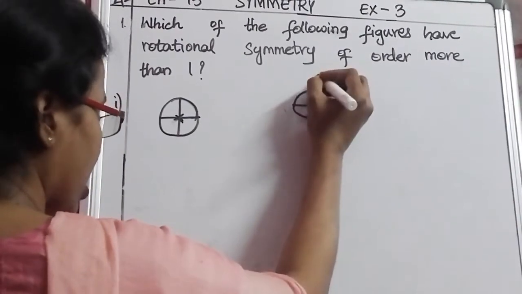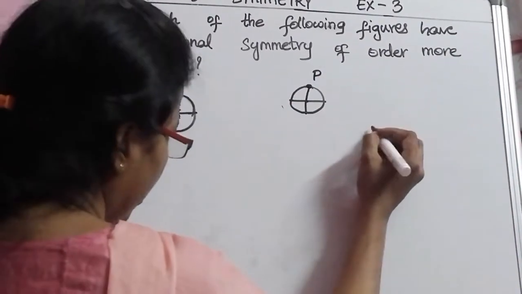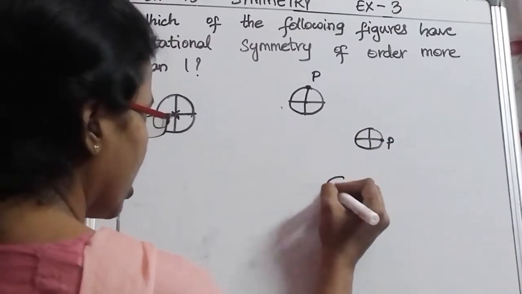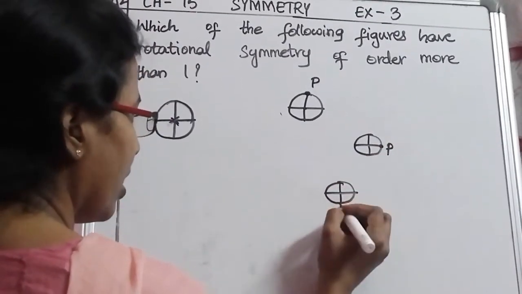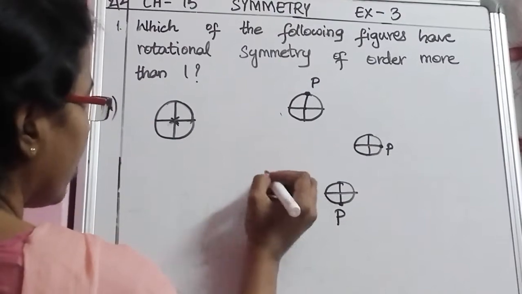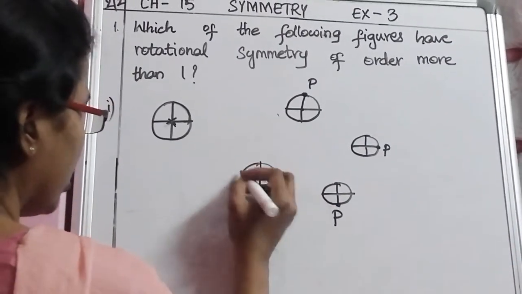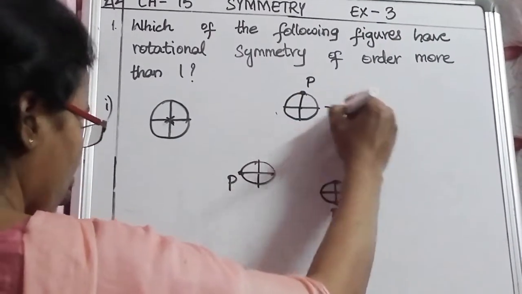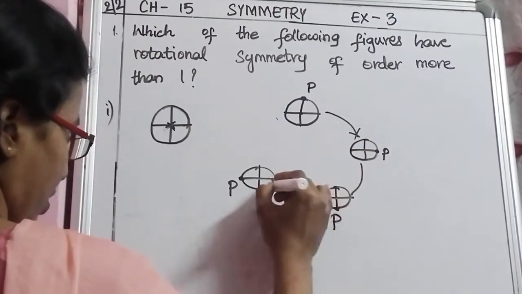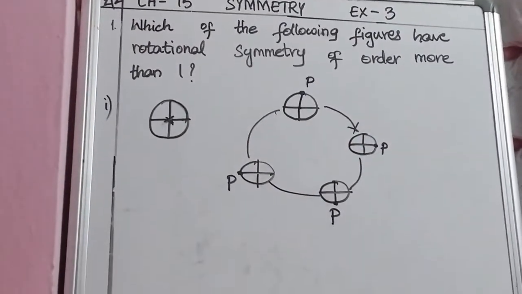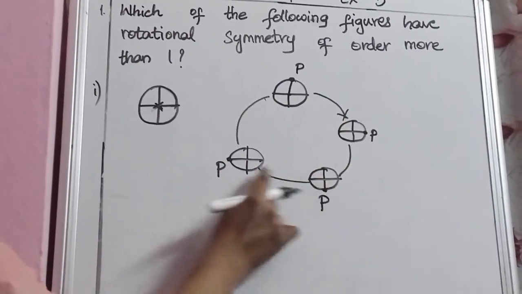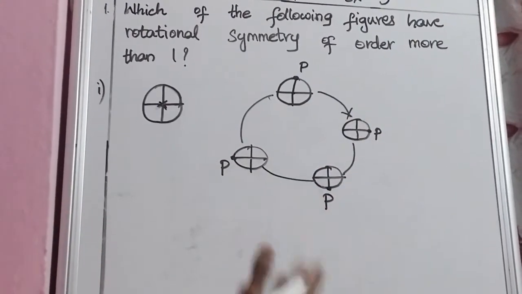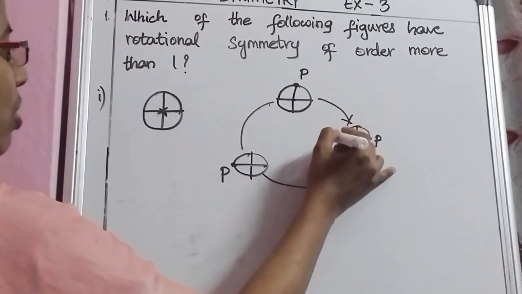Now for this, let us take the point P. If we rotate this, the point is shifted to this part. Then if we rotate this again, the point is shifted here. Then if we rotate this again, the point is shifted here. Once more if you rotate, the point is going to come to the original one. If you observe, the shape is same. The shape is same, but how many rotations is it going to give the same shape? The order we have to find out.